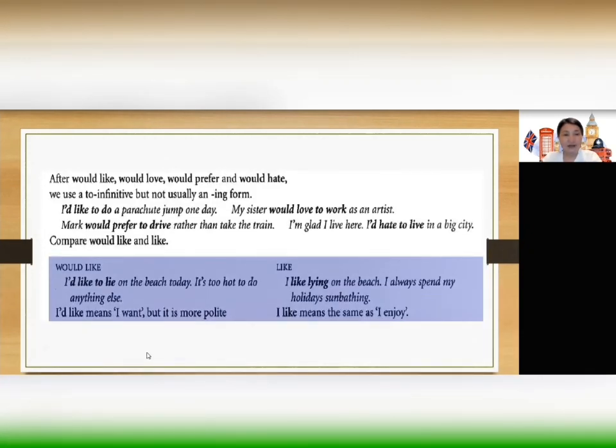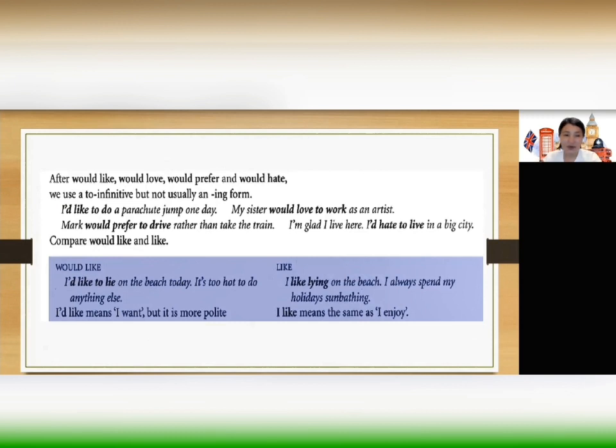And after would like, would love, would prefer, and would hate, we use the to infinitive, but not usually the ing form. For example, I'd like to do a parachute jump one day. My sister would love to work as an artist. Mark would prefer to drive rather than take the train. Would prefer to drive. And I'm glad I live here. I would hate to live in a big city.